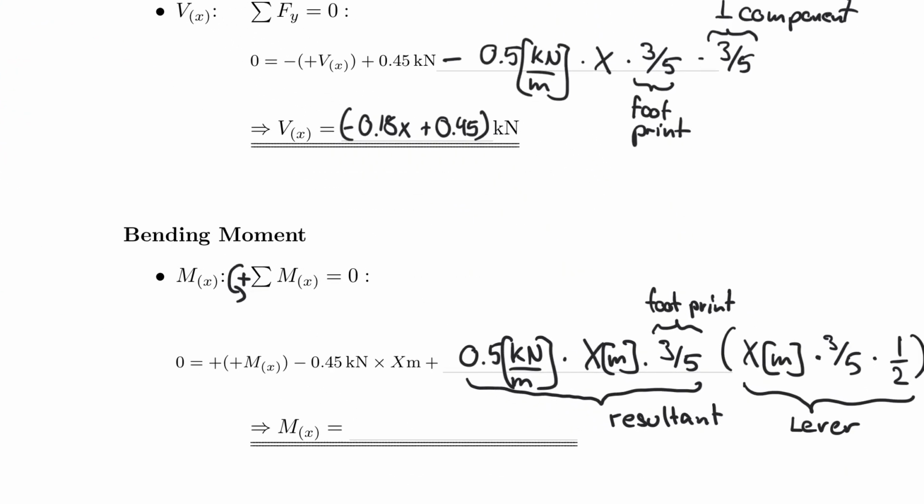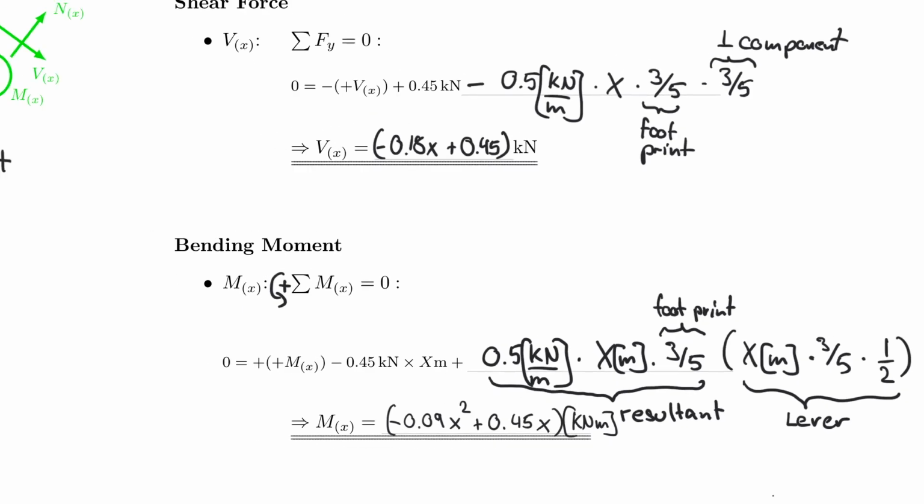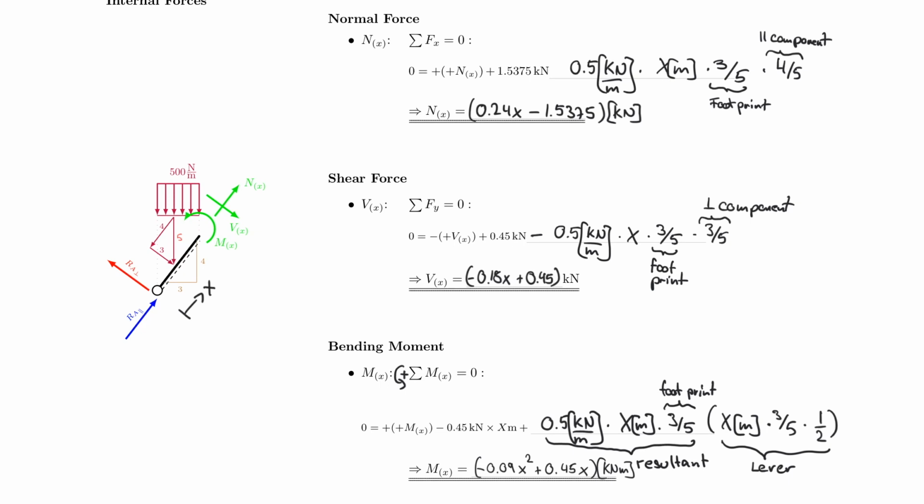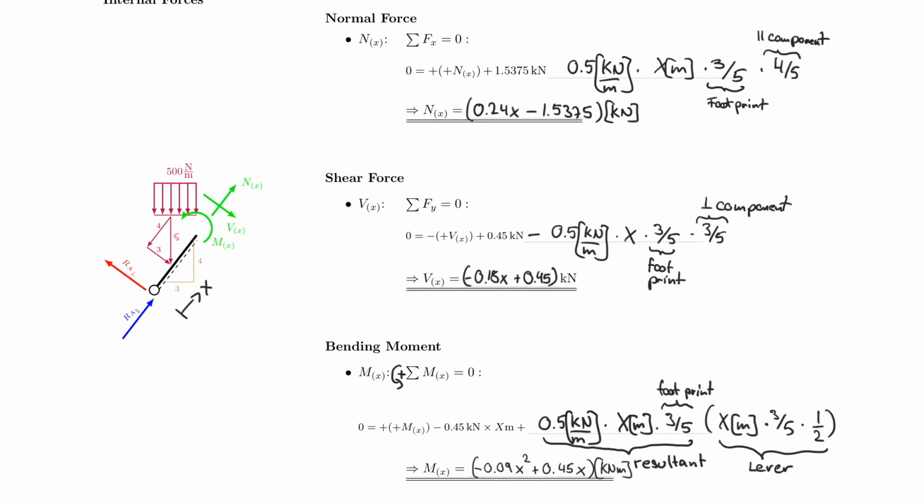And my m of x in this case happens to be negative 0.09 x squared plus 0.45 x. And that equation is in kilonewton meters. And that is good because it's the integration of the shear force function, so that matches. And if I plug in 0 for those x's, then I end up with 0.